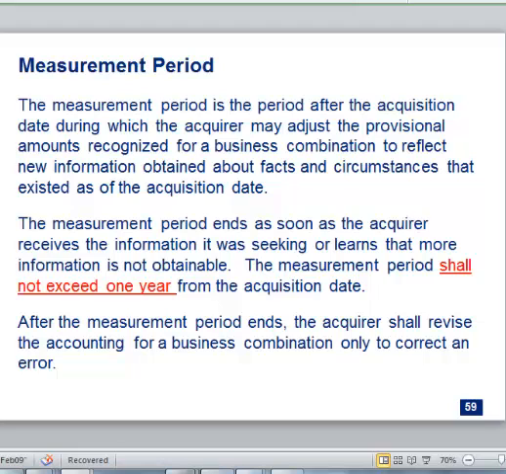So this is a really, really common topic, measurement period. Okay, so when you do an acquisition, let's say you're a calendar year company, and on September 15th, you buy a company. So you're going to file your financial statements for the period ended September 30th. So that gives you a whopping 15 days after the close of the acquisition to go figure out what to put on your opening balance sheet.